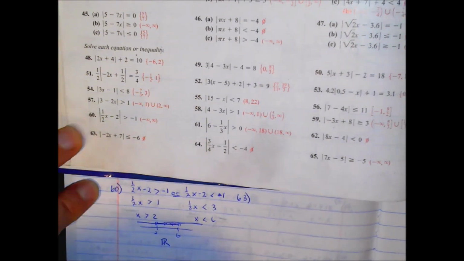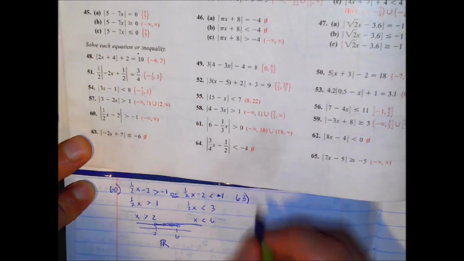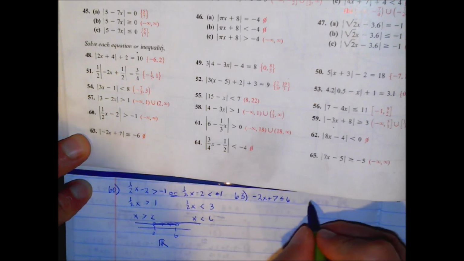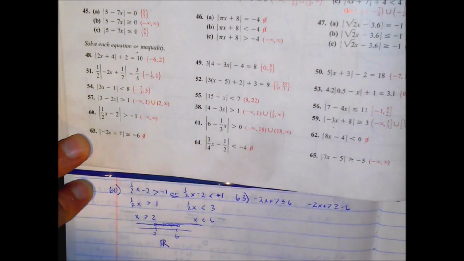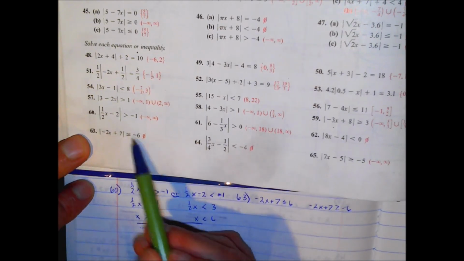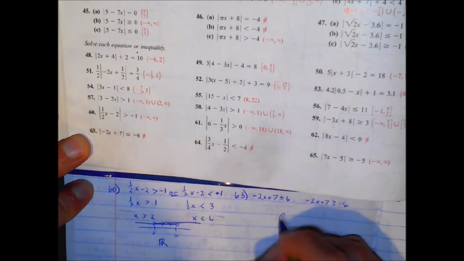63. Negative 2x plus 7 is less than or equal to 6, and negative 2x plus 7 is greater than or equal to negative 6. But you know what? This is a positive number, right? Can I have any positive numbers that are less than a negative 6? Nope. So hopefully I realize that and I don't have to work it out.